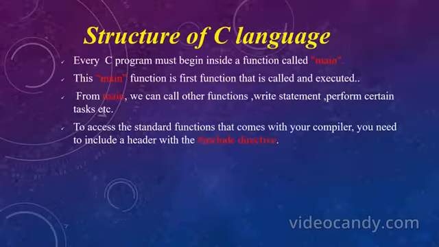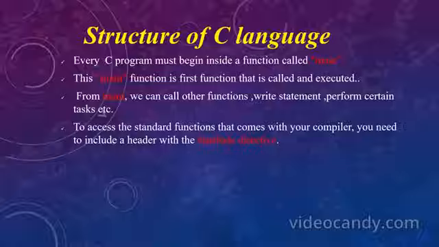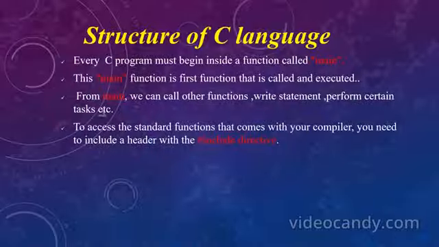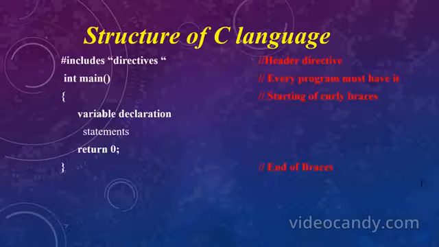First of all, we need to understand the structure of C language. C language has its predefined structures. Every C program must begin with the function called main, with main all in small letters. The main function is the first function that is called and executed. From the main function we can call other functions, write statements, perform certain tasks, etc. To access the standard functions that come with your compiler, you need to include a header file. And how to include it? Using include directives.